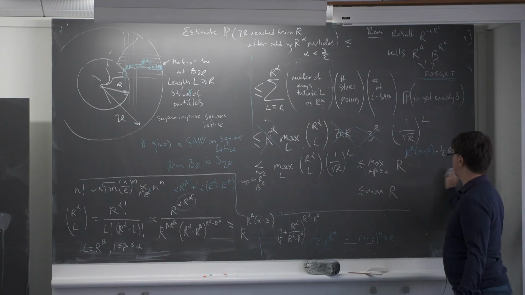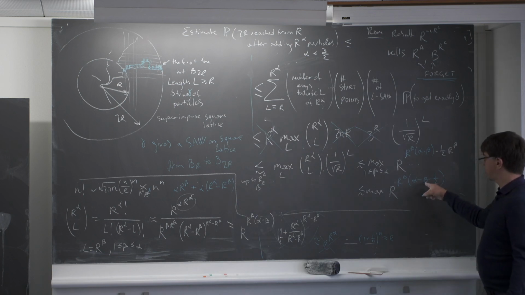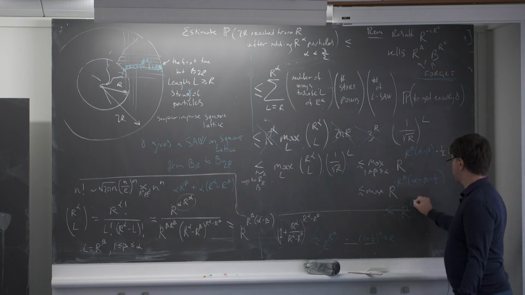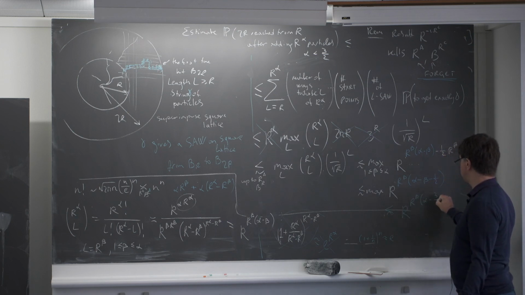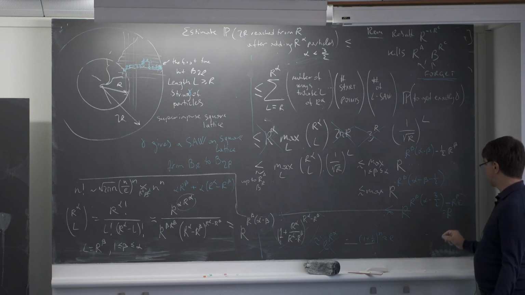So r to the power beta times alpha minus beta minus 1/2. And of course, the minimum will be when the beta is minimal. So it's at most r to the power beta times alpha minus 3/2, which is r to the power minus beta epsilon, because alpha is smaller than 3/2.